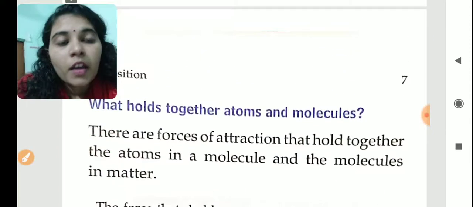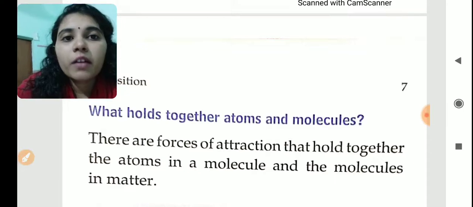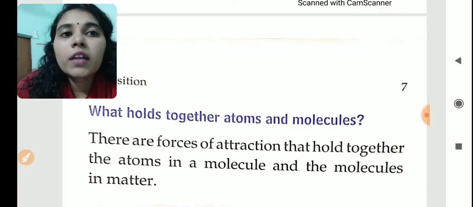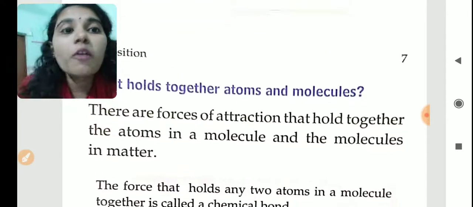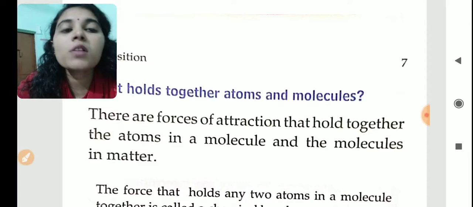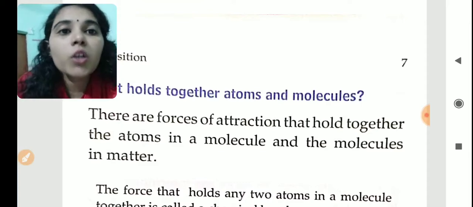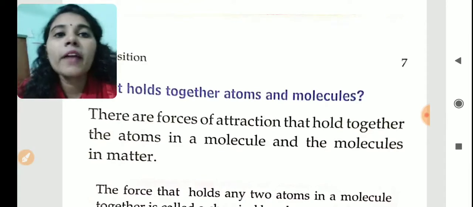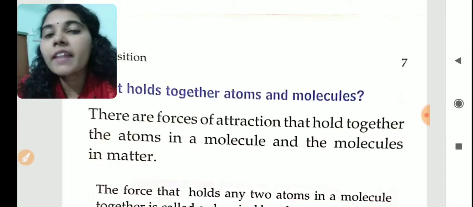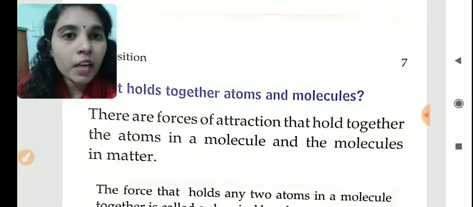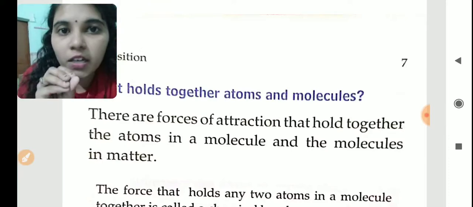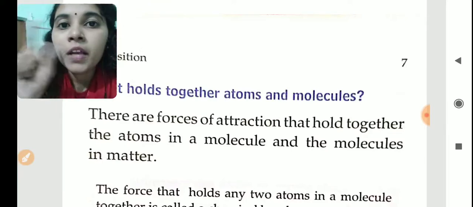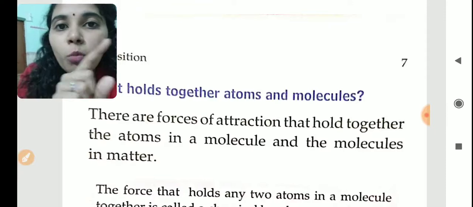Okay, and the last topic of our chapter: what holds together atoms in a molecule? How is an atom or a molecule held? So a force of attraction. There are forces of attraction that hold together the atoms in a molecule and the molecules in matter. We have studied that matter is made up of tiny particles called molecules. There is an intermolecular force of attraction. We studied this in the first topic. There is a force of attraction between 2 molecules.